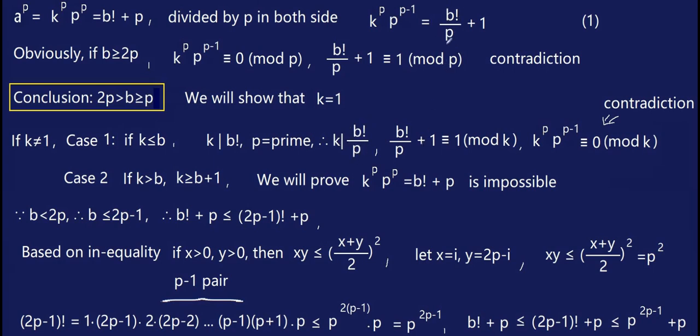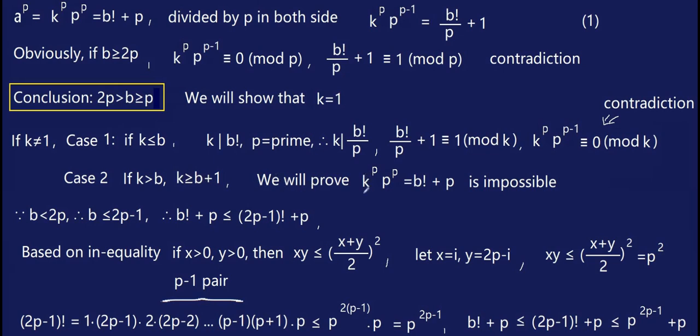So this part. That means the right side divided by k, the remainder will be 1, so it is equal to 1 mod k. And the left side divided by k, the remainder will be 0, so it is equal to 0 mod k. So this is the contradiction for case 1. For case 2, suppose k is greater than b, then we have k greater than or equal to b plus 1.